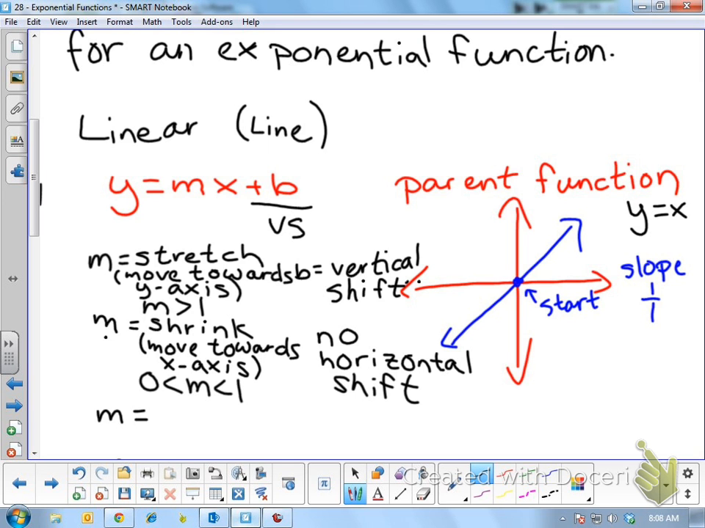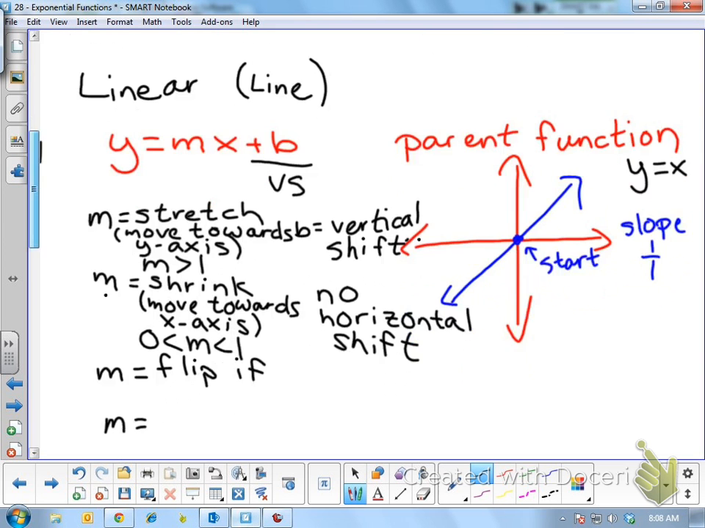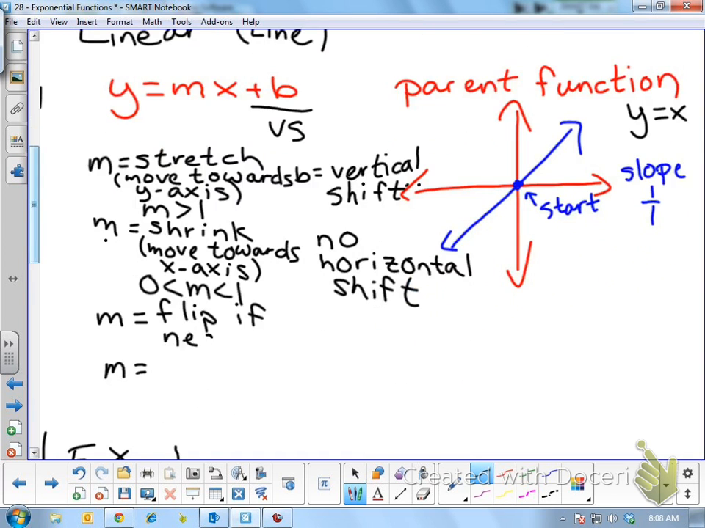And then what happened when we were negative? That did something completely different than what we expected. It flipped it. So m is a flip if negative.